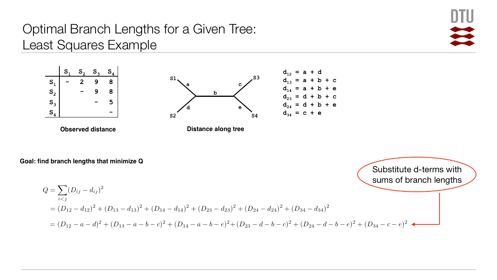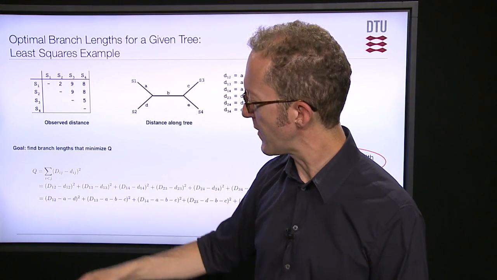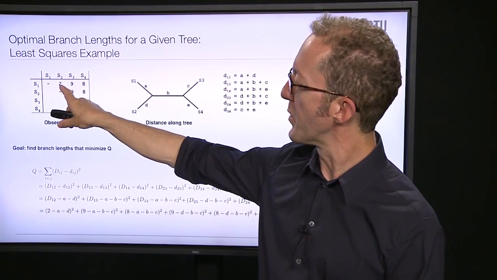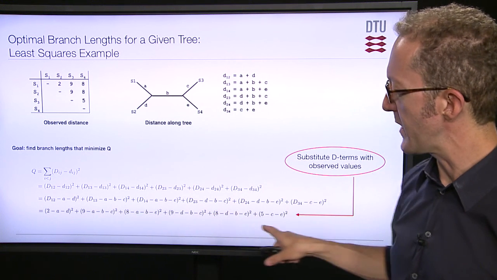This expression we can now simplify by putting in the numbers we actually observed instead of the uppercase D's. Uppercase D's, I remind you, are the observed distances. So instead of uppercase D 1,2, we can put the actually observed distance, which was 2. Instead of 1,3, we put 9, etc. So this is now an expression for how Q, the sum of squared differences, depends on the branch lengths.